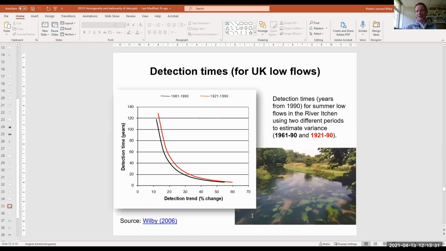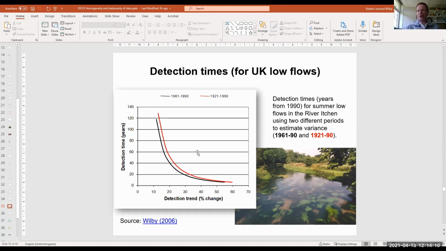So I took that approach and looked at river flows where for different types of catchment across the UK, representing different types of geological conditions, different catchment sizes, different locations around the country. And I was curious, how is there this trade-off between the strength of the trend that we expect from climate model projections versus how long is it going to take for us to be able to detect a change in the river flow?